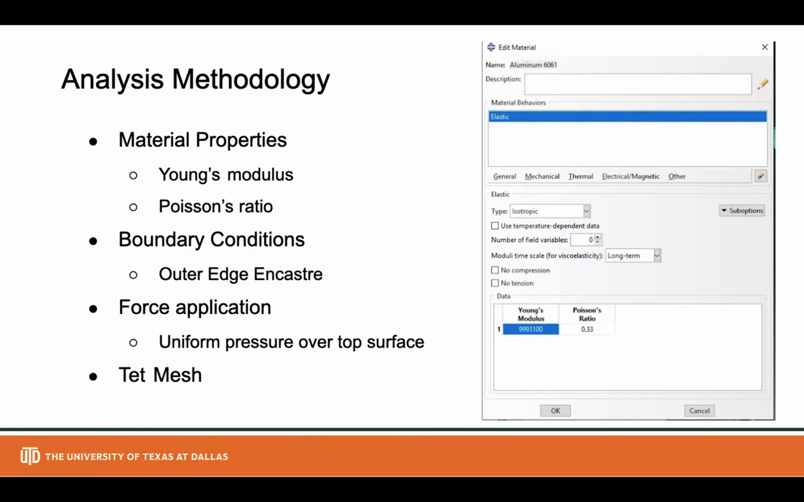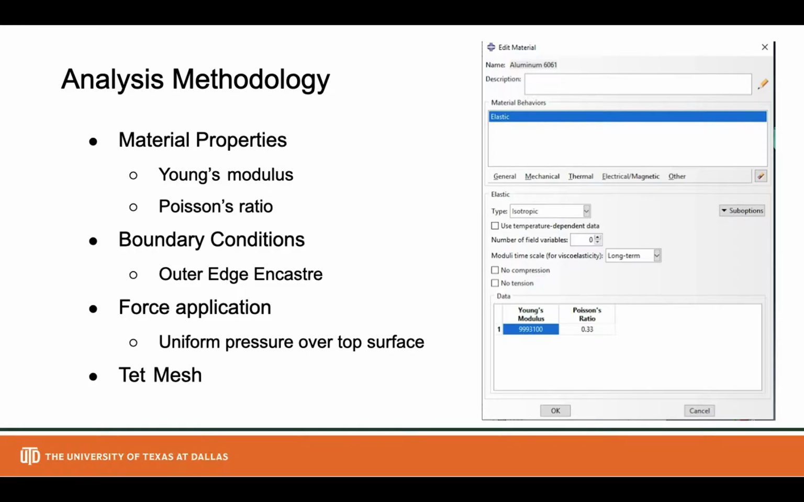When we did the boundary conditions for this analysis, we encastered the outer edge, so all the rounded edges and the side edges. And the force we used was a uniform pressure over the top surface. We decided not to do a point load because that's not the most accurate depiction of what would happen. Most likely, if any screen or laptop fell, it would fall uniformly or even on one edge or something like that.